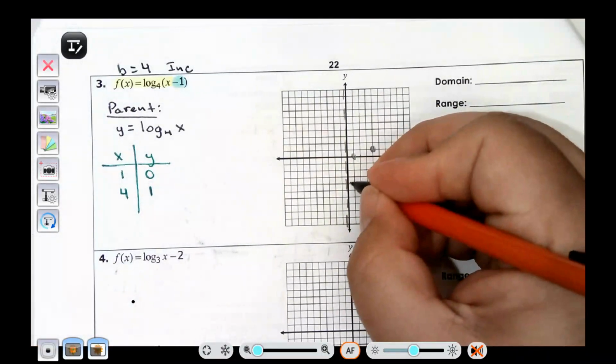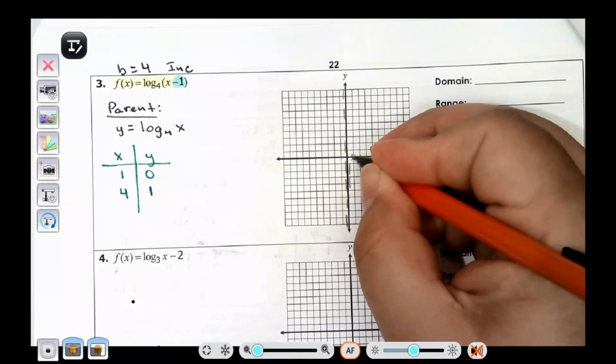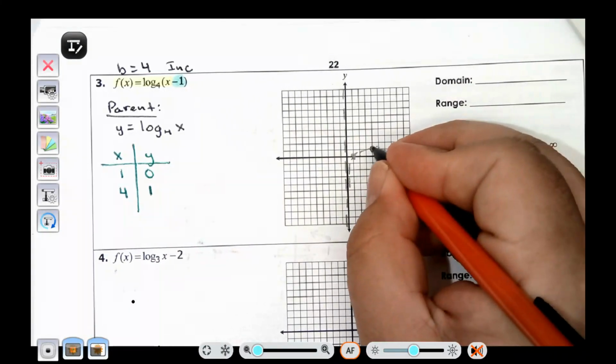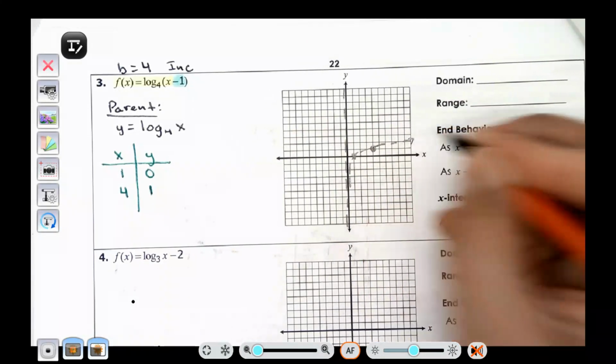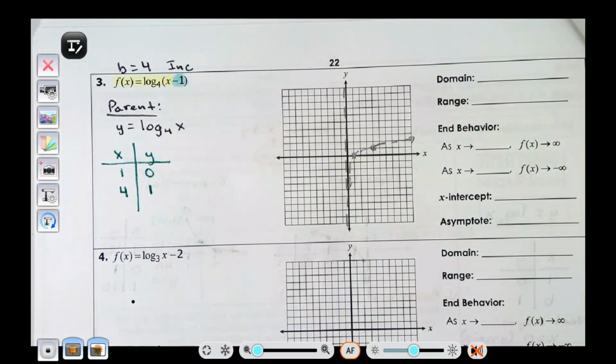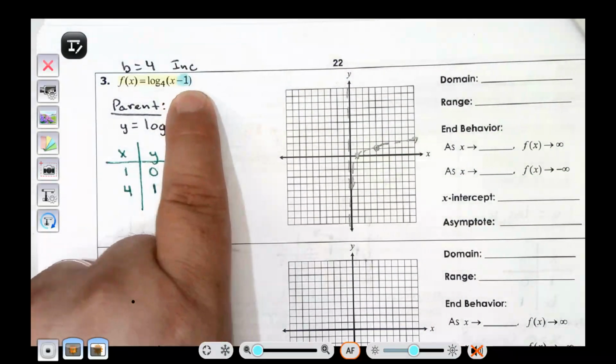So my graph is kind of doing this right now. And yes, don't forget, it does keep going up forever, very slowly, but it does go up. And then it heads down here. All right, but now we have to talk about this move.